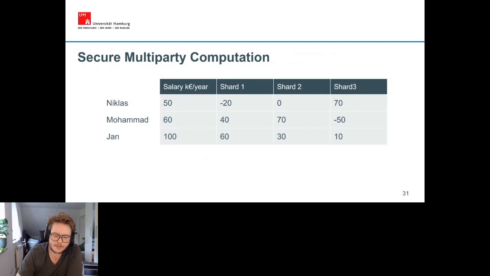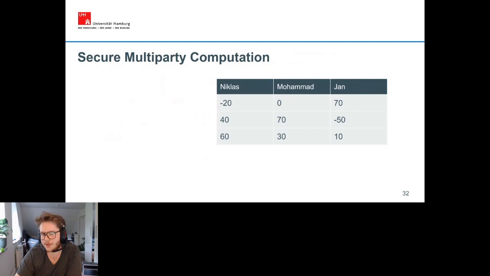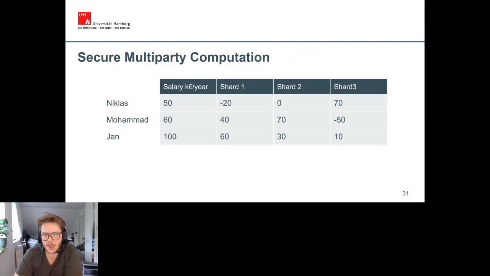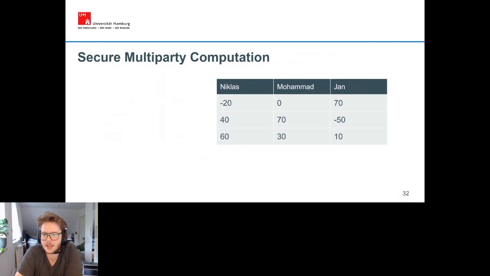And what we then do is we distribute the shards. So now I hand my first shard, then I hand my second shard to Mohammad, right? My third shard to Jan. And so everyone has pieces of the information, but not the whole picture. And how this works is that we now can, without knowing what the others actually make, sum up all the shards we have. And in the end, we get results like my sum would be 80, Mohammad's sum would be 100, and Jan's sum would be 30. And now we can share this number with everyone.